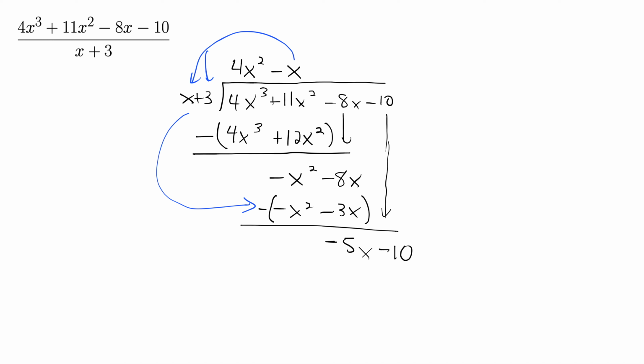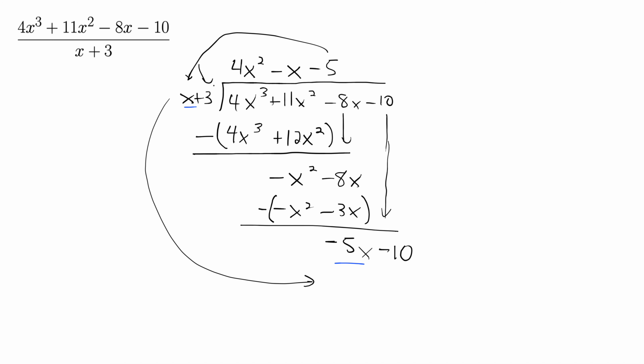Same thing again. What do we have to multiply the x by to get it to line up exactly under negative 5x? Well, the answer is negative 5. So negative 5 right here. Multiply both of these by negative 5 and bring down below here. Negative 5 times x is negative 5x. Negative 5 times 3 is minus 15. Subtract off. Don't forget the parentheses. Okay, we're left with 5.